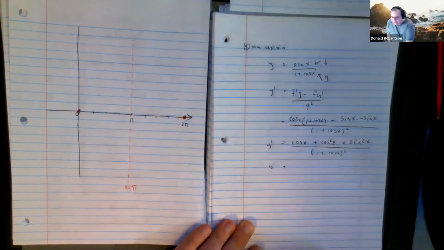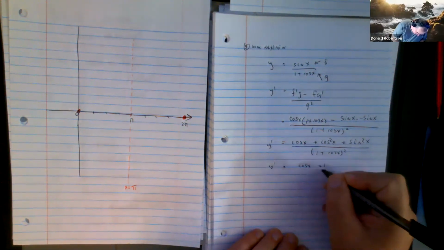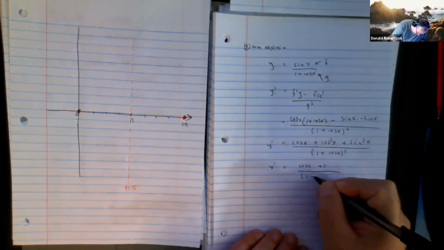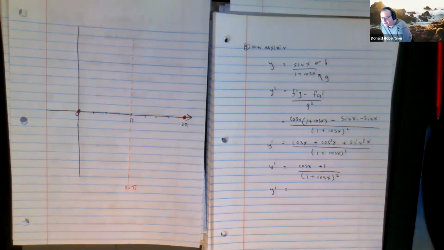Is there any trig identity that you can see to make this pretty? Because we're on style point mode now. The cosine squared and the sine squared just make 1. So I now have cosine x plus 1. And something remarkably rare has happened. This is not typical, but it has happened here.